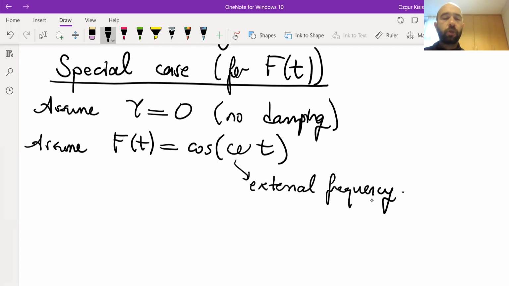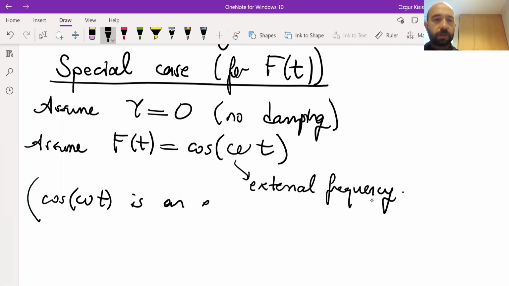Okay, so it's as if this external force is in the form of a cosine wave, so it's repeating itself with some frequency. You might say it is very special. I mean, what's a cosine wave, right? It's quite artificial. Well, in some sense, yes, but in other senses, no. So this is an example of a periodic function. So cosine omega t is an example of a periodic function.